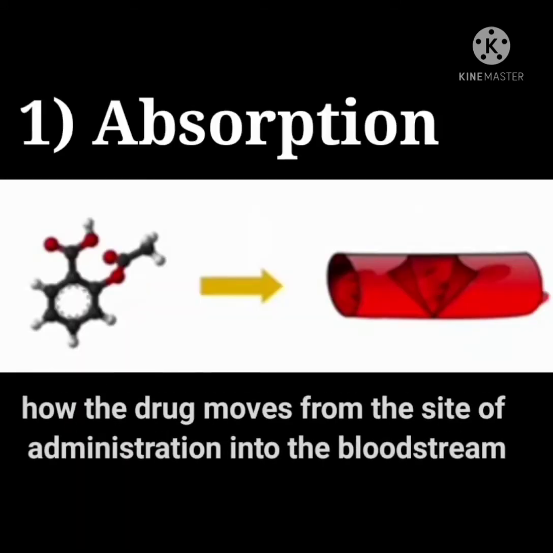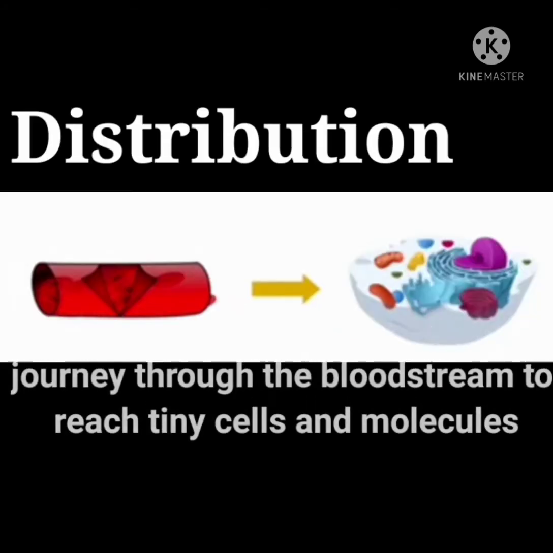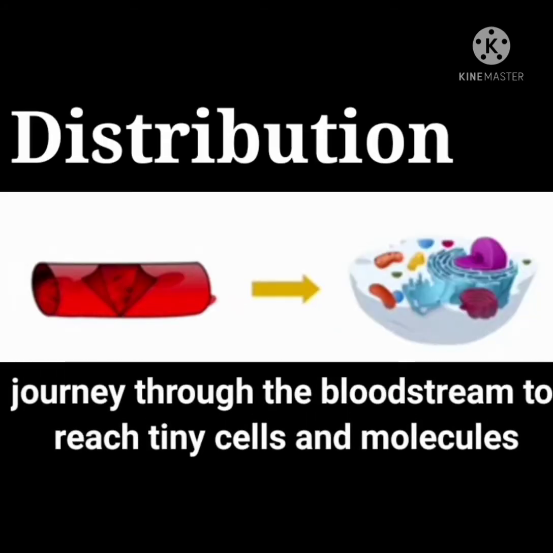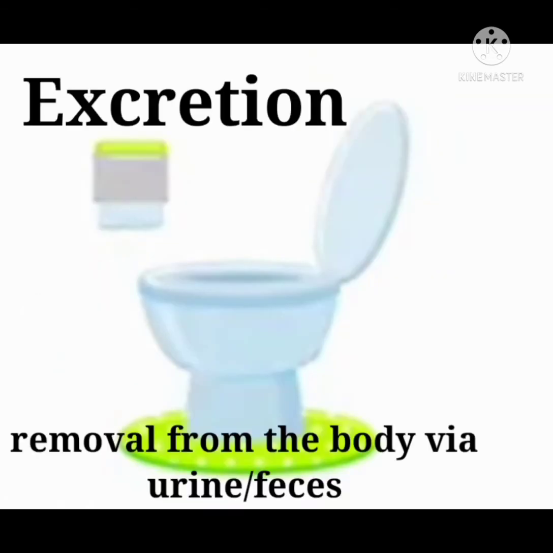Absorption describes the way the drug moves from its site of administration across one or more membranes, often into the bloodstream. Distribution describes its journey through the bloodstream to reach target cells and specific target molecules within it. Metabolism describes the ways that it eventually gets modified by enzymes and rendered ineffective. And excretion describes the way it then exits the body, typically either in urine or feces.